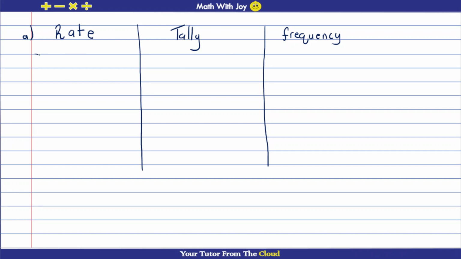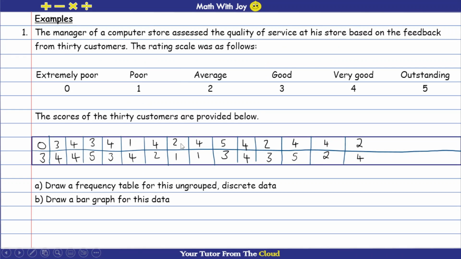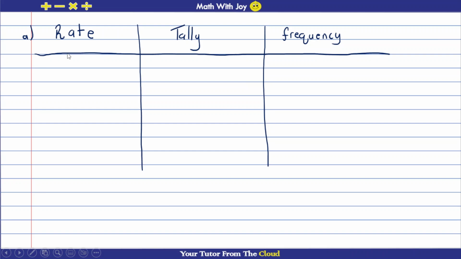All right. So over here in this frequency table, what you do want to have is the rate, because all these values that we see here represent the score or the rate at which the customers rated the service of the store. So because of that, we're going to have the rates over here. The rates can be 0, 1, 2, 3, 4 and 5. Those are the rates that you can actually have.